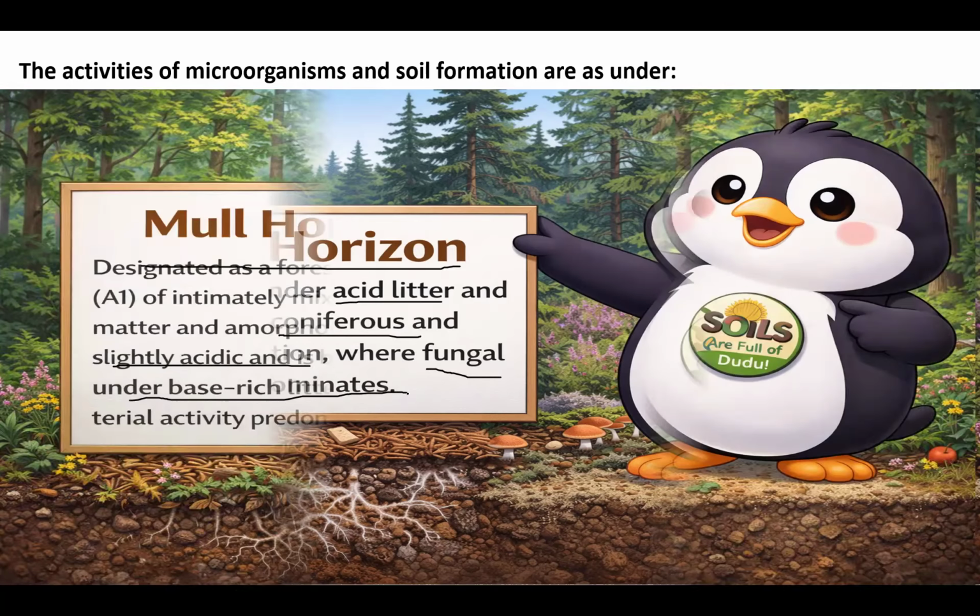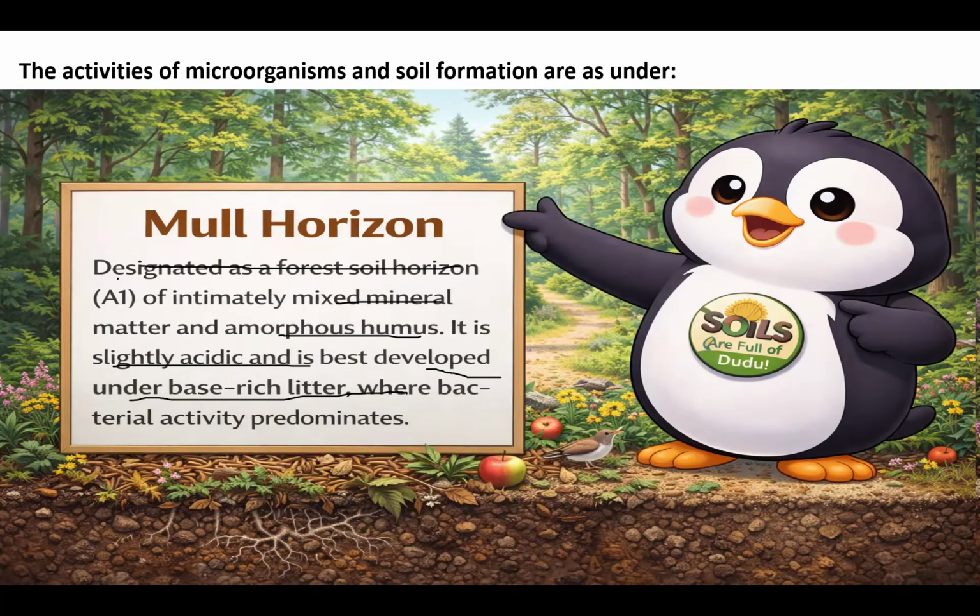Another type of horizon is the mull horizon. It is designated as a forest soil horizon, so you can say A1. What is this A1 and so on, we will discuss when we cover the naming of soil horizons. It is intimately mixed with mineral matter and amorphous humus. It is slightly acidic and best developed under base-rich litter where bacterial activity is predominant. This is quite opposite to the previous horizon, because Mor is developed in coniferous vegetation, whereas mull is developed in forest soil.